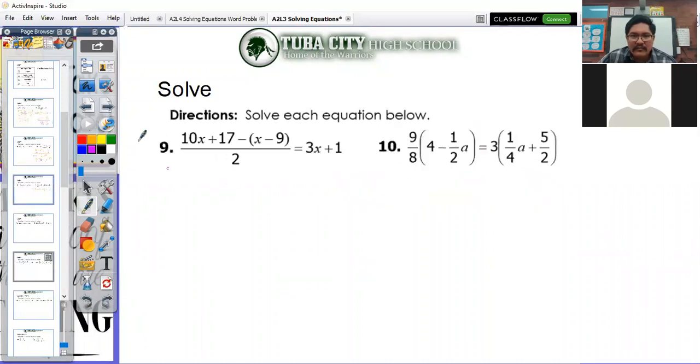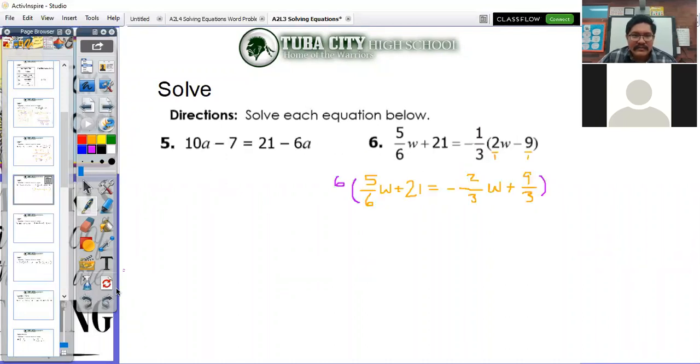I'll just go 6 over, oops, sorry, I pushed the wrong button. I meant to push this button here. So now I'm going to multiply everything by 6.